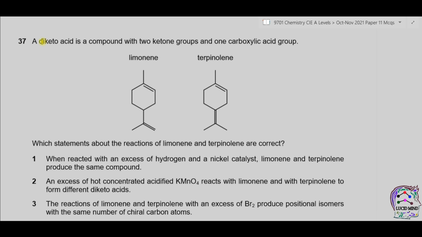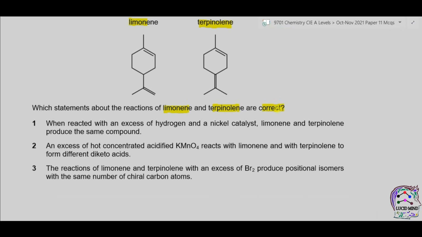Question 37. A diketo acid is a compound with 2 ketone groups and 1 carboxylic acid group. We have limonene and terpinolene. Which statements about the reactions of limonene and terpinolene are correct? Number 1. When reacted with an excess of hydrogen and nickel catalyst, limonene and terpinolene produce the same compound.